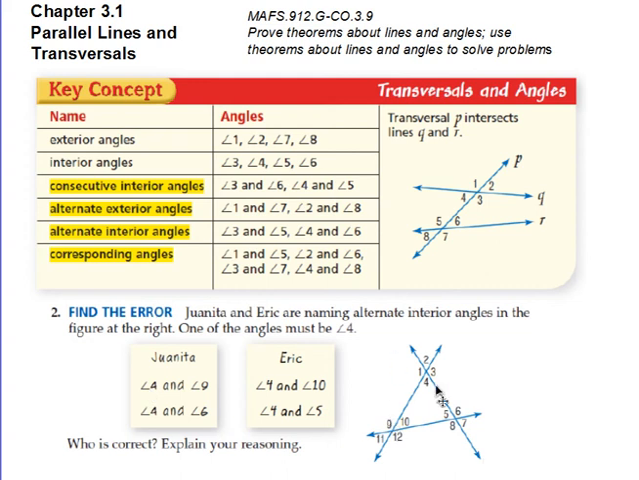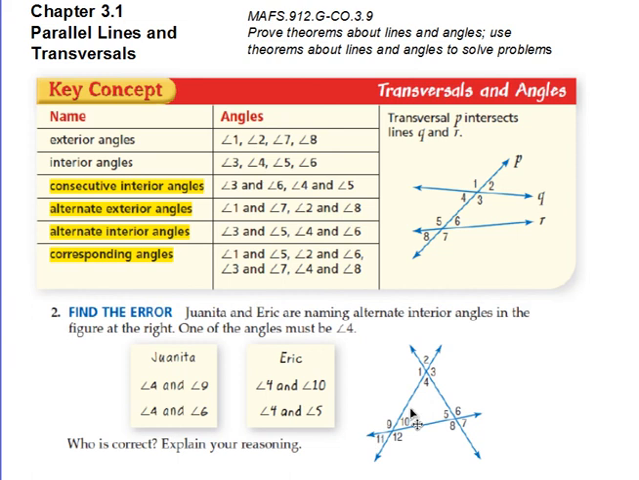These are the two lines right here, and technically this is the transversal. So 4 and 9 works. Alright, and what about 4 and 6? 4 and 6 also works, because now this is the transversal, and these are the two lines. Yeah, that works. Now let's see what Eric did.